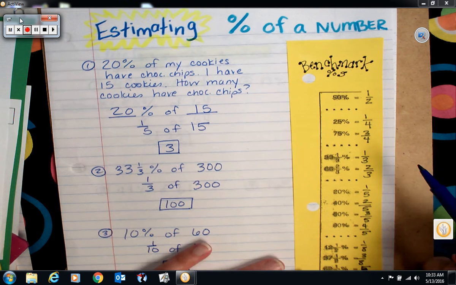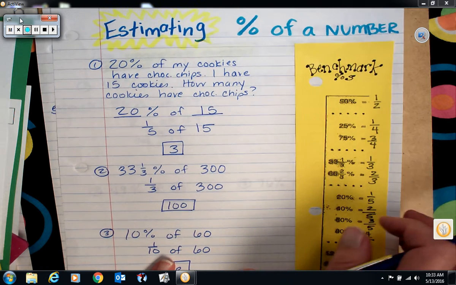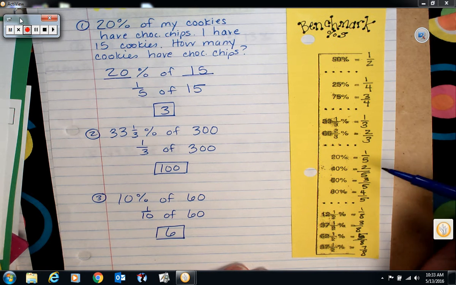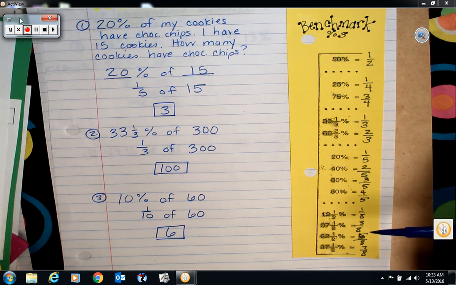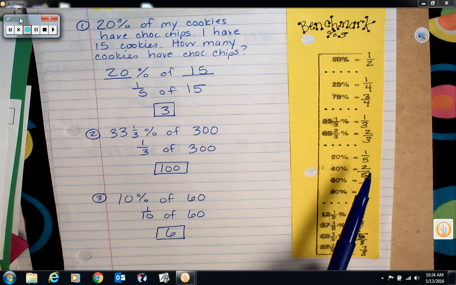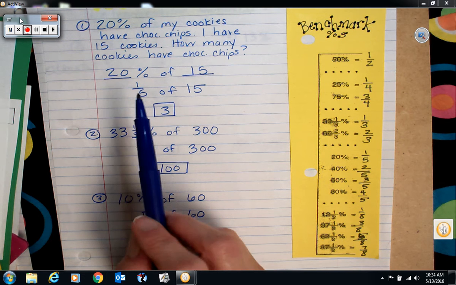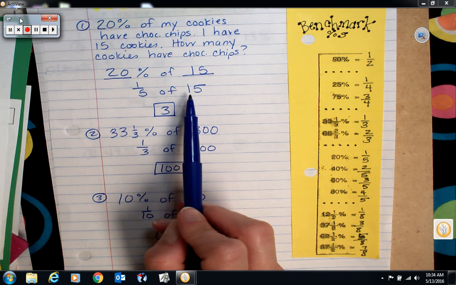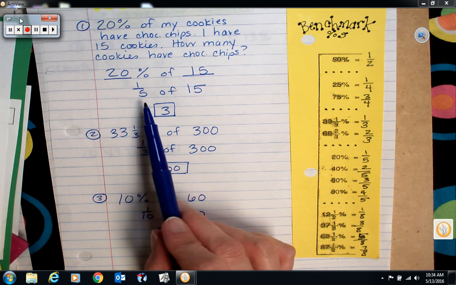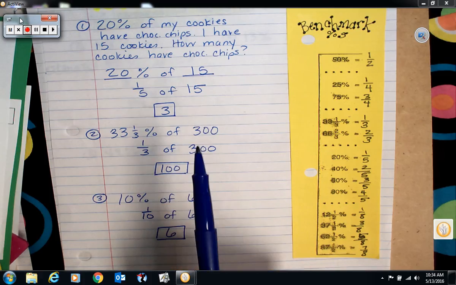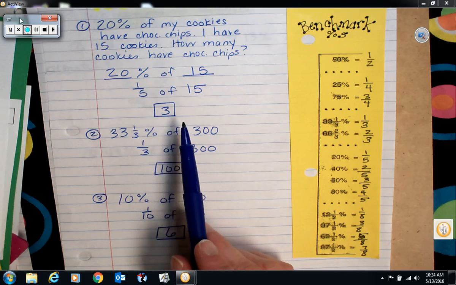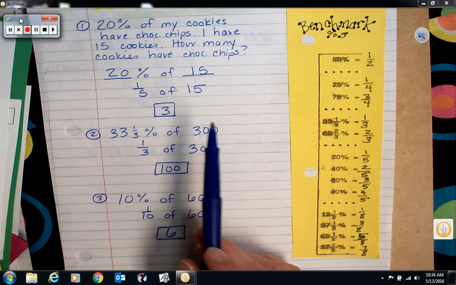When I look at my benchmark percent numbers, which work exactly like benchmark fractions, in fact, most of them are the same as a lot of the benchmark fractions that we used when we were studying our fractions unit. So 20% is equivalent to 1/5, and we've already studied how to find fraction and percent equivalence. And I know that 1/5 works nicely with 15 because 15 is a multiple of 5. So 20% of 15 is the same thing as 1/5 of 15. And I know that 1/5 of 15 is 3 because 15 divided by 5 is 3. So therefore I have 3 cookies that have chocolate chips out of 15.